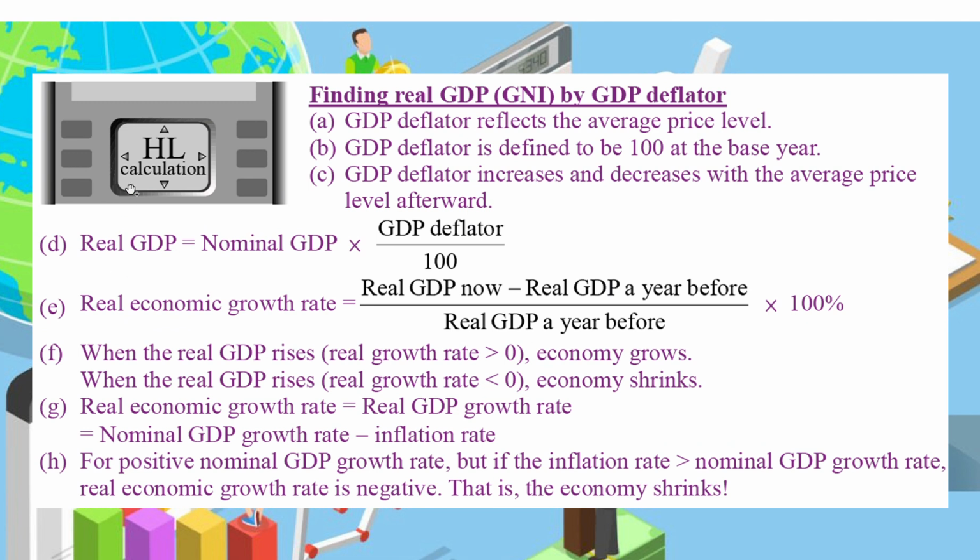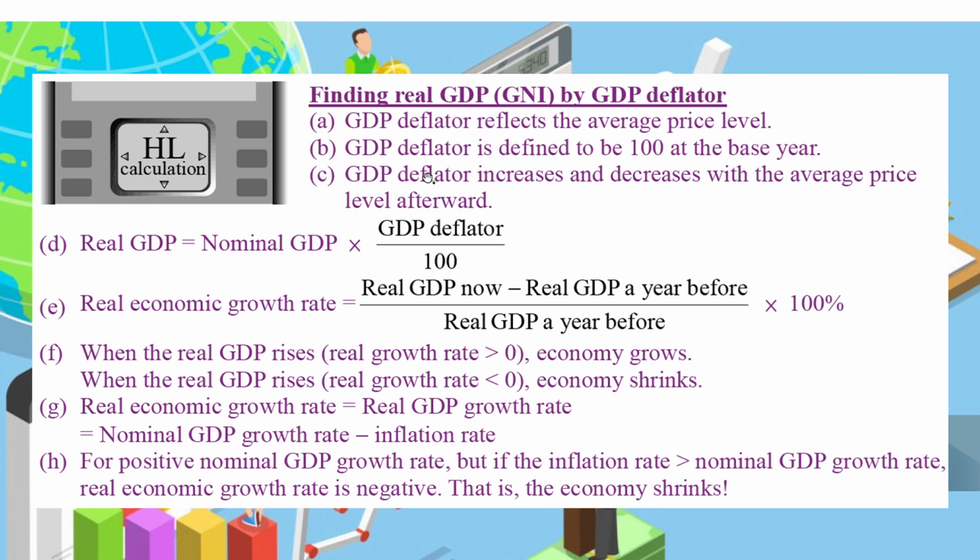So how to calculate in paper three, or as an Excel calculation, okay? How to find real GDP? We use the GDP deflator, okay? GDP deflator is a representation of the average price level. The base year is 100, okay? We define the base year as 100, easy to define. Larger than 100 is inflation, lower than 100 is being deflated, okay? So GDP deflator increases and decreases with the average price level afterward.